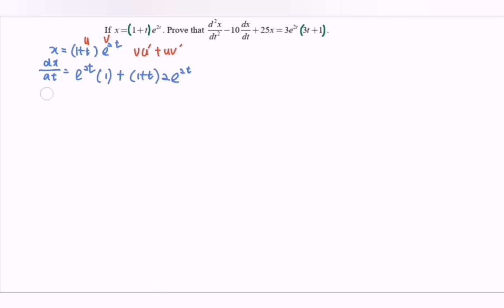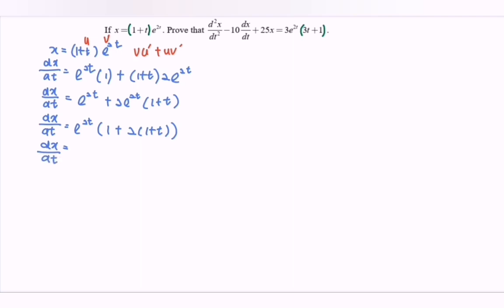So rewrite the situation. We have dx/dt equal to e^(2t) + e^(2t) multiplied by (1 + t). So kindly factor out e^(2t), where we have e^(2t)[1 + 2(1 + t)]. So rewrite the situation. We have dx/dt equal to e^(2t)(3 + 2t). Next, find the second derivative.